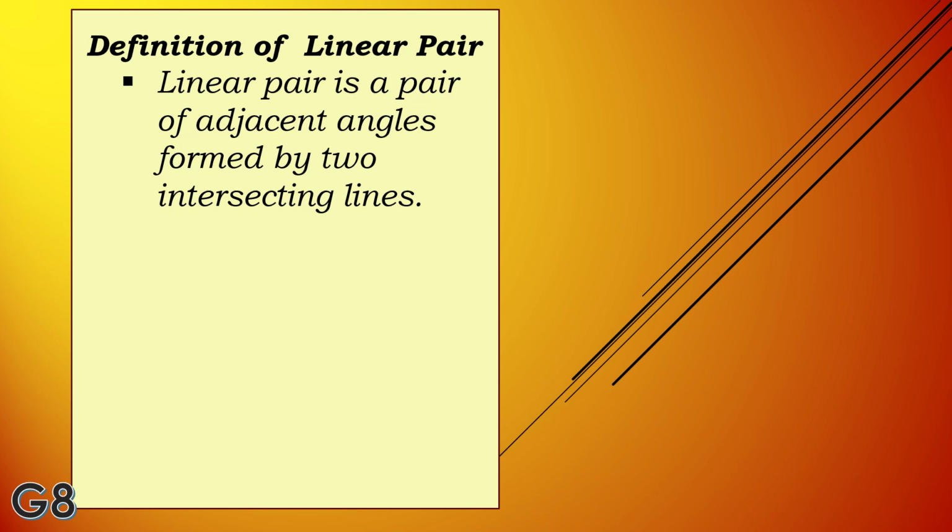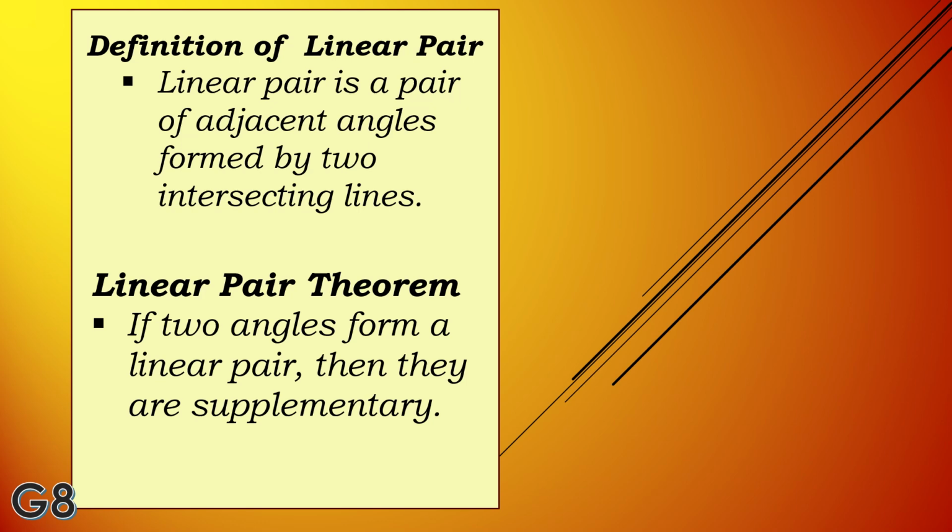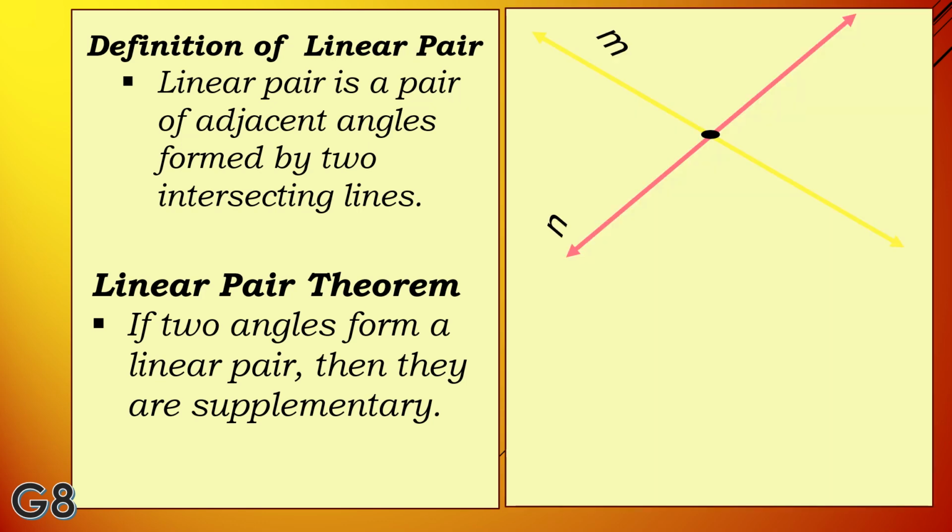Next, we have the definition of linear pair. A linear pair is a pair of adjacent angles formed by two intersecting lines. And the linear pair theorem states that if two angles form a linear pair, then they are supplementary. For example, in this figure, we have two intersecting lines, line M and line N. And the angles formed are angle 1, angle 2, angle 3, and angle 4.